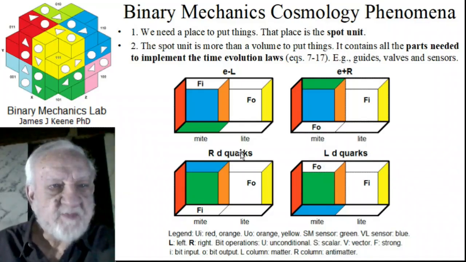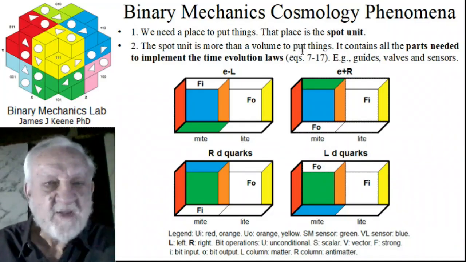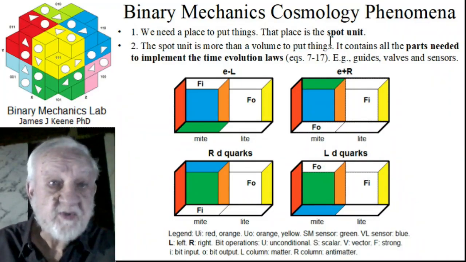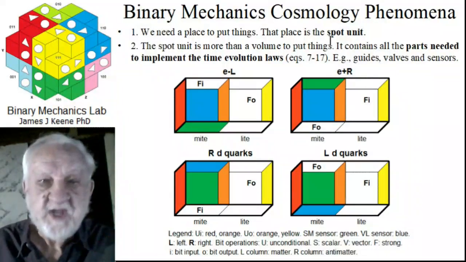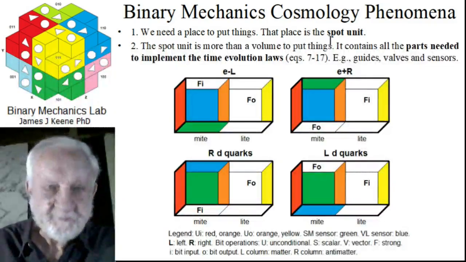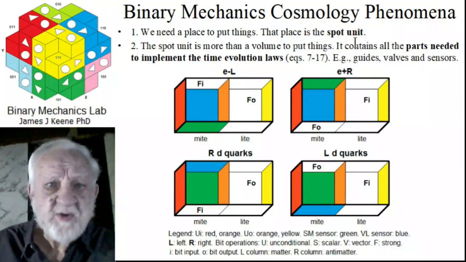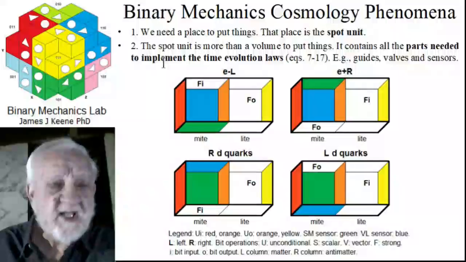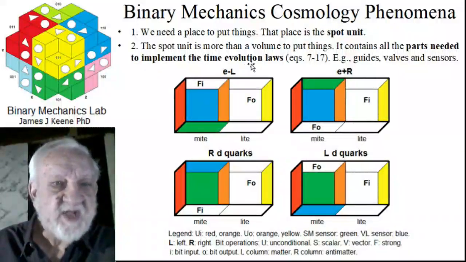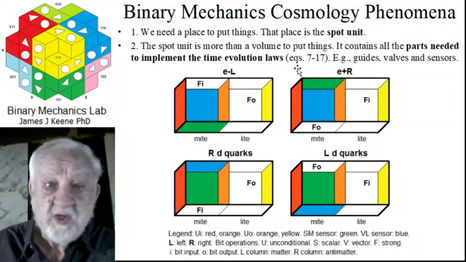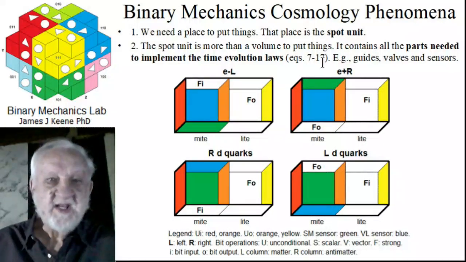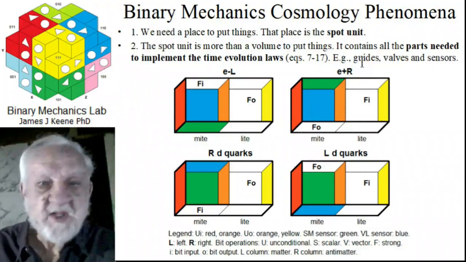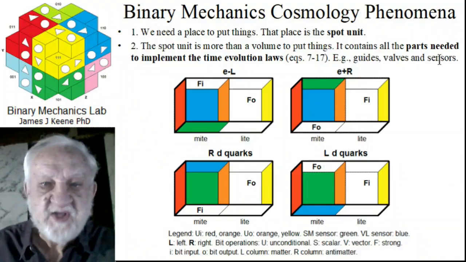Step 2, the spot unit is more than a volume to put things. What things do we have? We have the L and M type quanta, which represent units of energy. The spot unit must contain parts needed to implement the time evolution laws, which are equations 7 through 17 in binary mechanics. These parts might include guides, valves, and sensors.